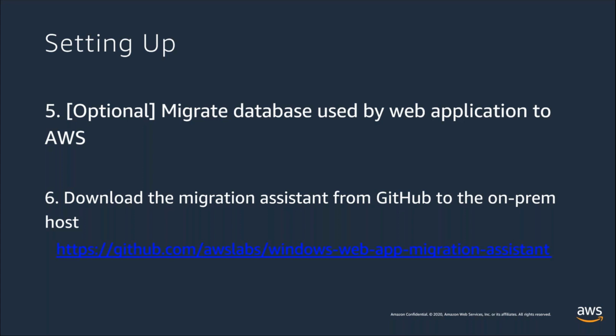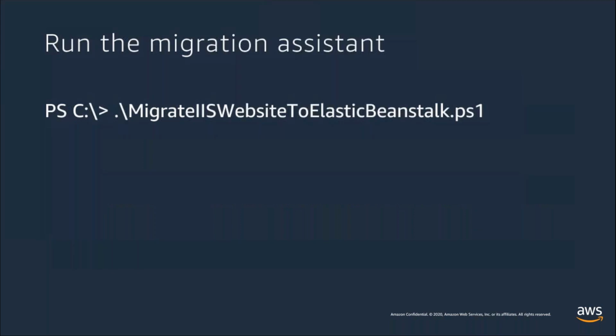Finally, to complete preparation and start using the Migration Assistant, download its package from GitHub, from the URL that you can see on the screen, and copy it onto your host where your web applications are currently running. Now let's run the Migration Assistant script and see the steps that it carries out.